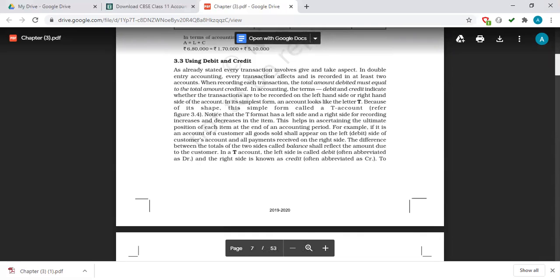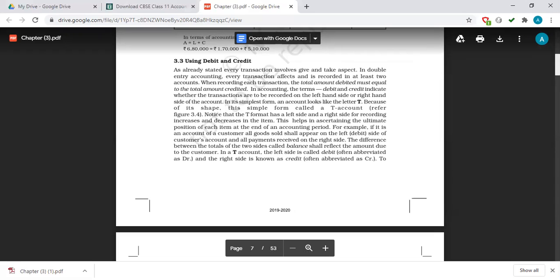Using debit and credit. As already stated, every transaction involves gives and takes aspects. In double entry accounting, where the transaction affects and is recorded in at least two accounts, when recording each transaction, the total amount debited must equal the total amount credited. Always remember, whatever is debited, the amount of the credit side would also be the same.